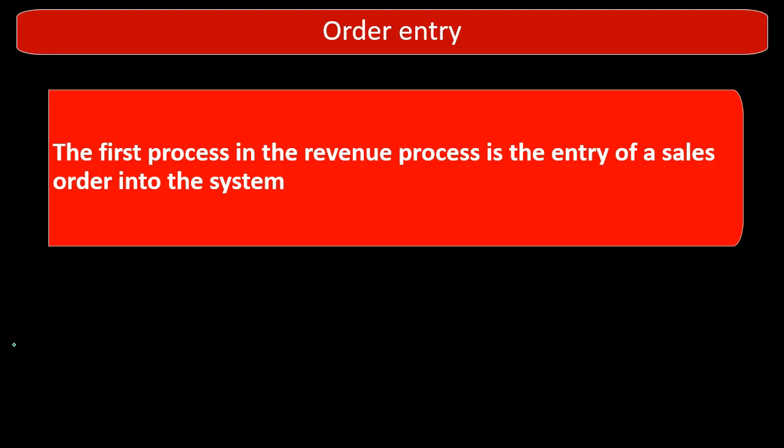So let's go over this in a bit more detail. So we have the order entry. That's going to be the first process in the revenue process, the entry of sales order into the system. So obviously we're going to have the sales order into the system. That's typically the first thing that we would think about with regards to the revenue process. That's going to then have the credit authorization. Credit authorization will determine that the customer is able to pay for the goods or services purchased.